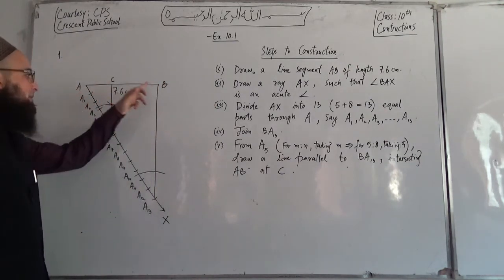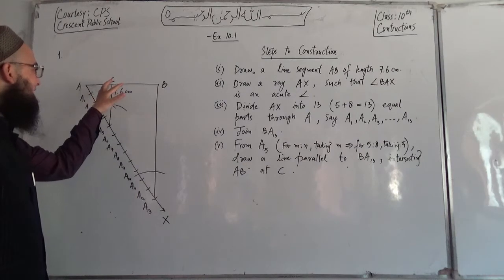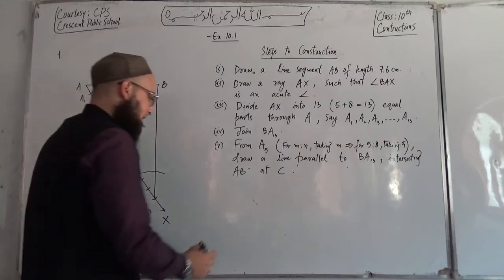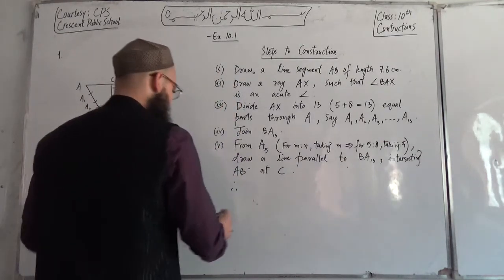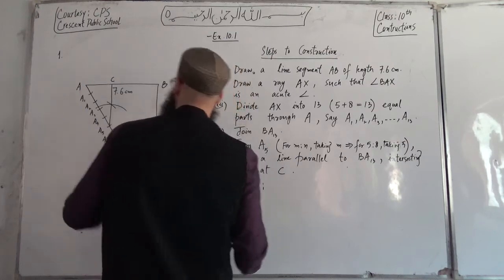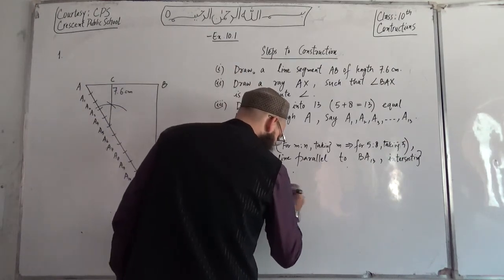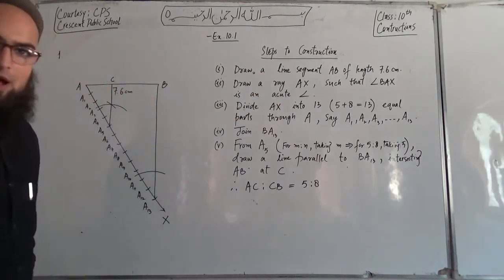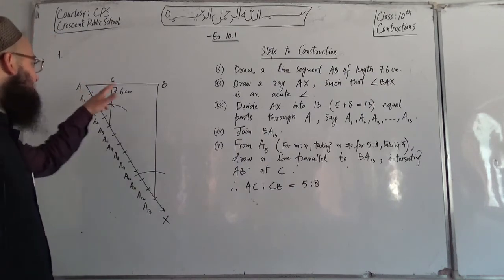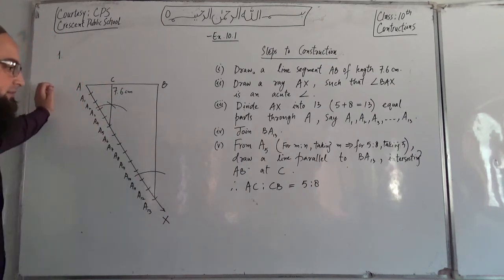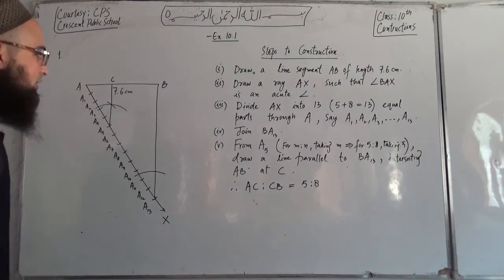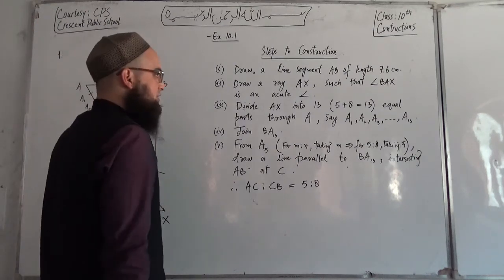Now if you see, AB is divided into AC and CB. This is your given ratio, 5:8. Therefore, AC is to CB is 5:8. You got it? Now after that, the question says justify the construction. You need to justify the construction now. How would you justify the construction?